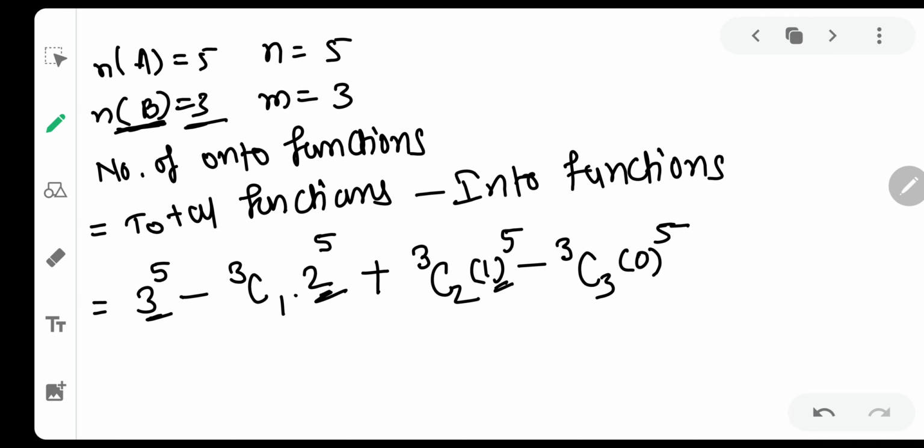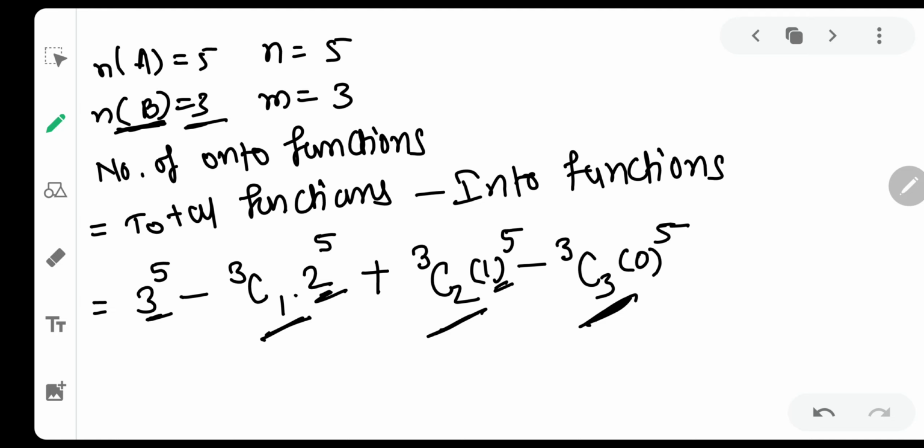Mind me that I am only explaining the trick here. We are not going into the details of onto and into functions. In short, I'll be explaining how to remember this formula. See, here we have excluded one element from set B. Here we have excluded 2 elements from set B, and here we have excluded all 3 elements.